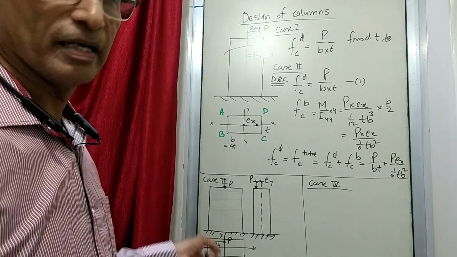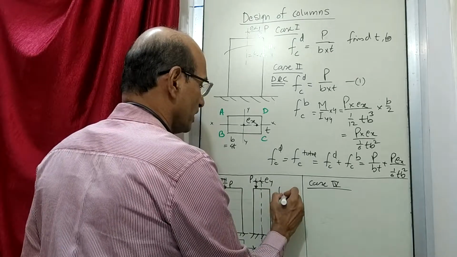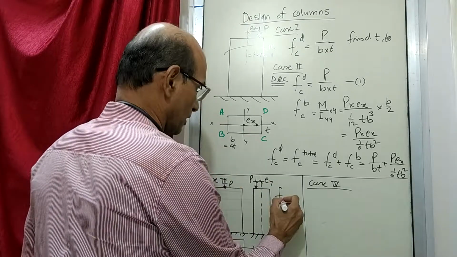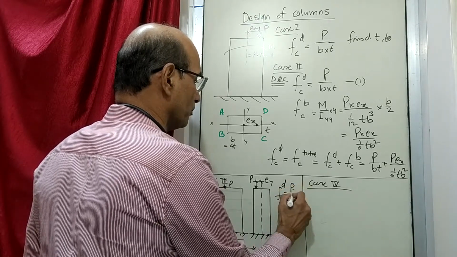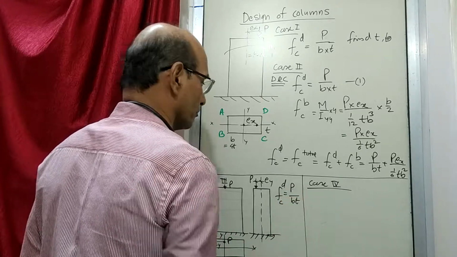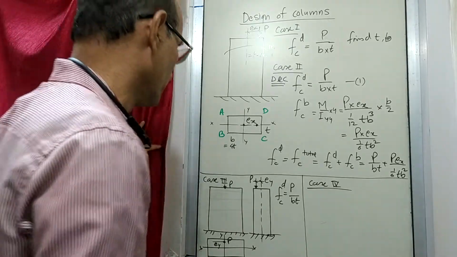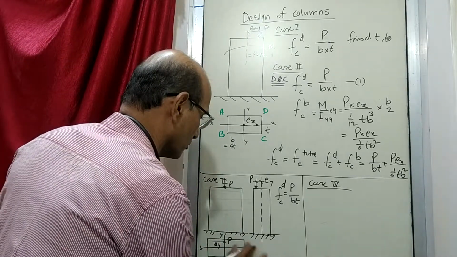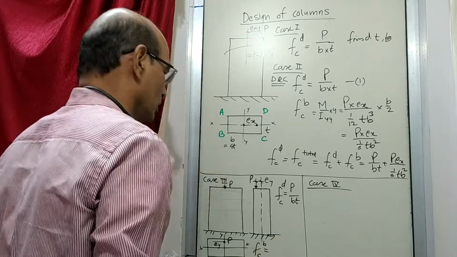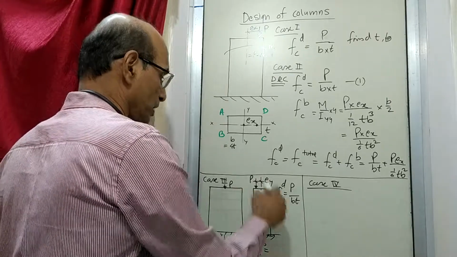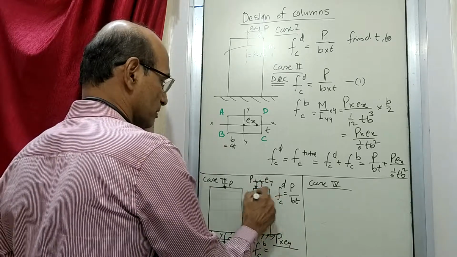So what do we write in this case? In the same way, the first thing is the direct load. The direct stress will be compressive, P upon B T. Compressive stress from the direct load. And then the bending stress, what will be the bending stress here? P into Ey, that is the bending like this.